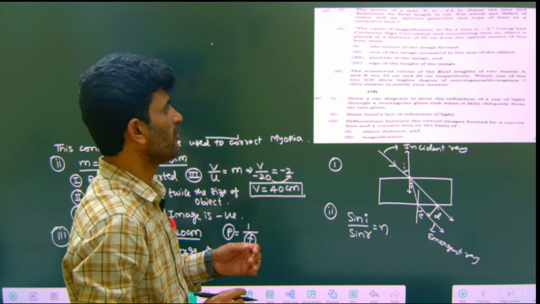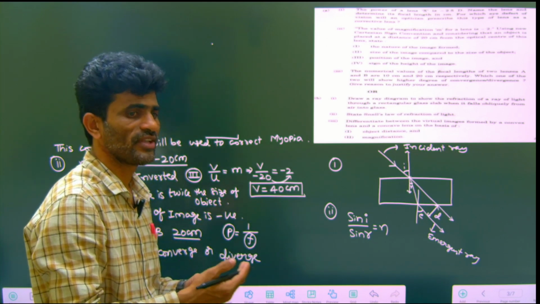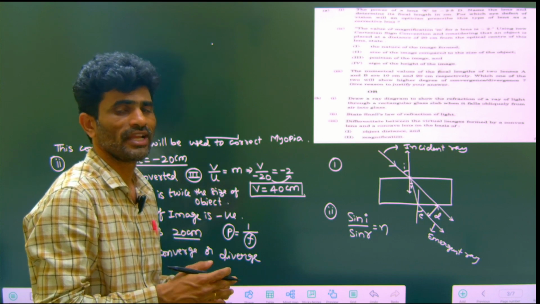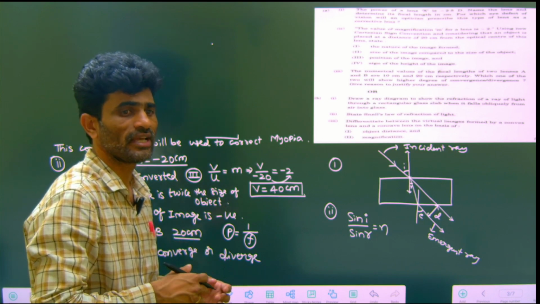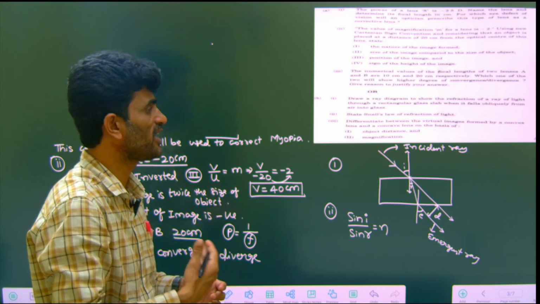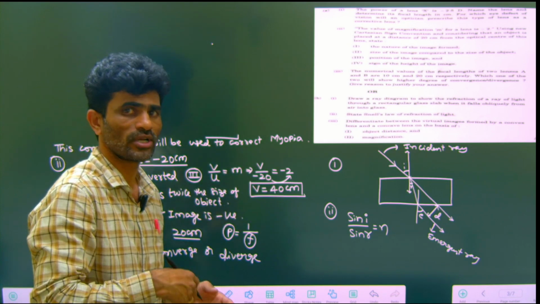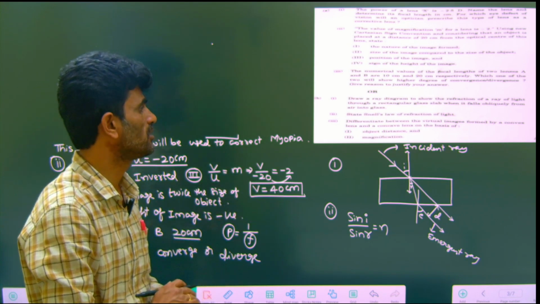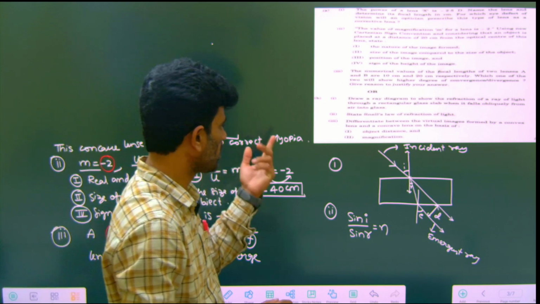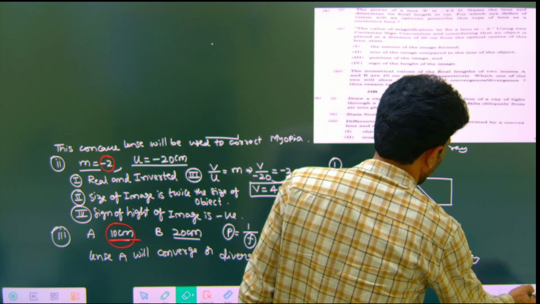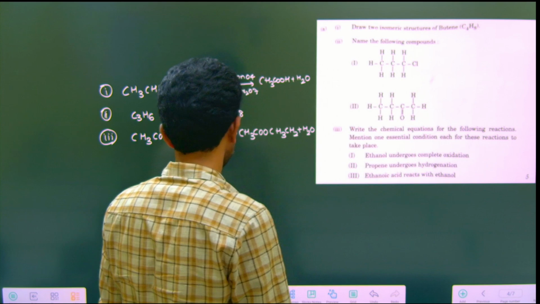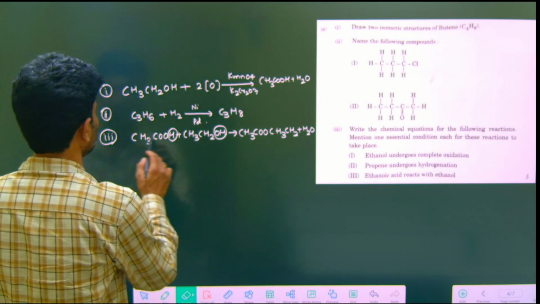Magnification, what happens? When it is convex lens, it is virtual and erect and enlarged, magnified image. Whereas when you use concave lens, it is virtual and erect but diminished image. That you have to write. You can draw the figure, ray diagram you can draw, and you can explain about the differences.